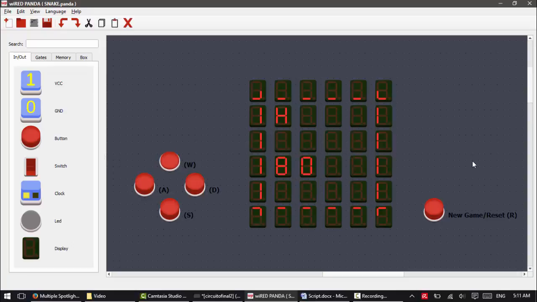The original idea was to make a 16 by 16 playing field, but for technical and practical reasons we decided that a 4 by 4 grid would suffice for a proof of concept.